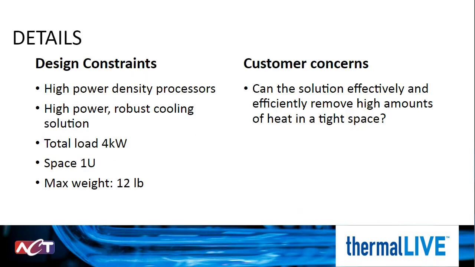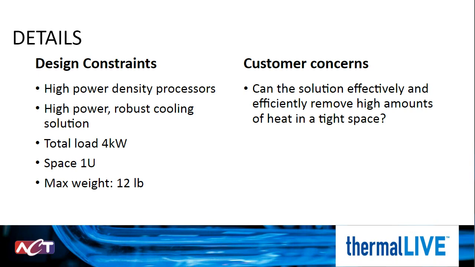For our application study, we are addressing the high power density processors that require a high power and robust cooling solution. These processors generate a total of 4 kilowatts of waste heat in a 1U space. A U is a standard of measurement for the vertical allocation in one rack. A U is equal to 1.75 inches, which is not much at all.